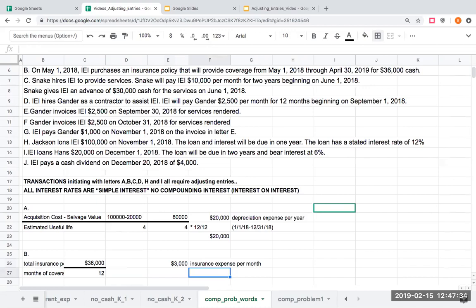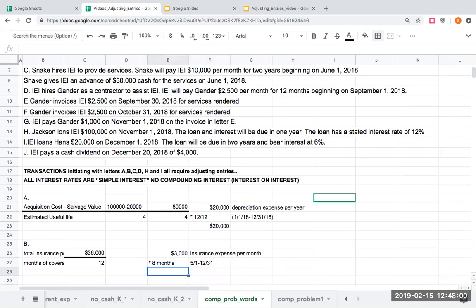Now, how many months have I used the policy for? We do the accounting bird box challenge. We close our eyes and we count on our fingers: May, June, July, August, September, October, November, December, or 8 months. So here I'm going to multiply this by 8 months. This is going to be from May 1st through December 31st. So my total insurance expense for 2018 is going to be $24,000.